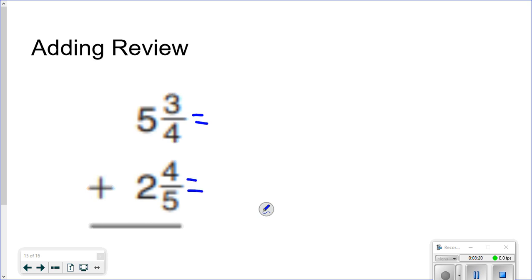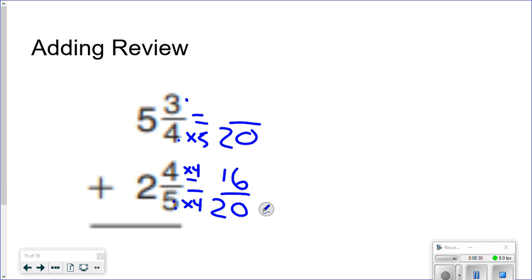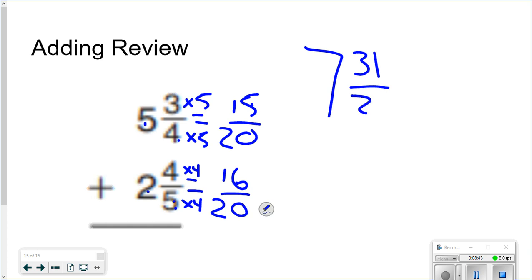We're going to find common denominators. 4 and 5 both go into 20. Put them both over 20. 5 times 4 is 20. 4 times 4 is 16. 4 times 5 is 20. 5 times 3 is 15. So we have the big numbers 5 and 2. The whole numbers equal 7. 15 plus 16 equals 31/20.